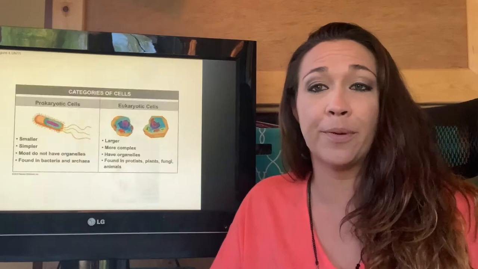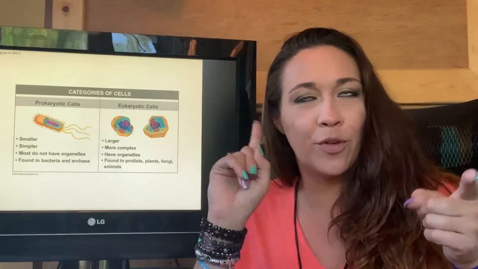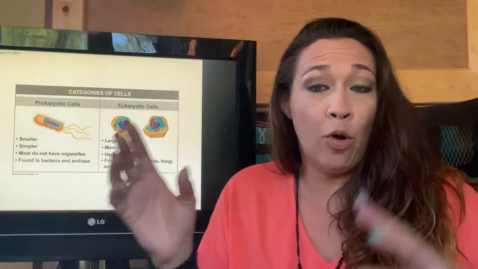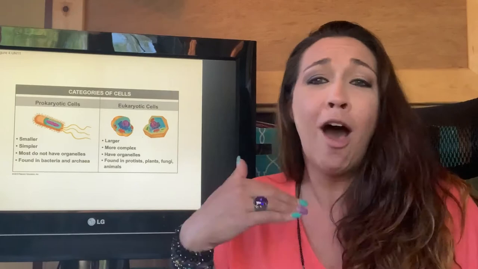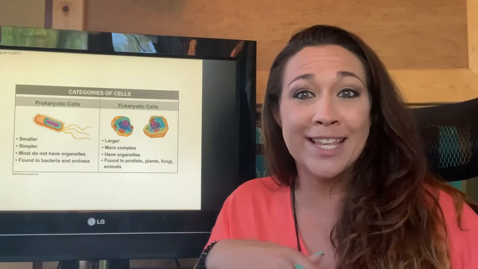Now, here's something that you absolutely will need to know, because we will talk about this over and over again in our semester: the difference between prokaryotic cells and eukaryotic cells. Prokaryotic cells are things like bacteria. Eukaryotic cells are things like everything else. I say this with this tone because I will ask you the question, what's the difference between prokaryotic cells and eukaryotic cells? And some of you are going to say plants and animals, and that's totally wrong.